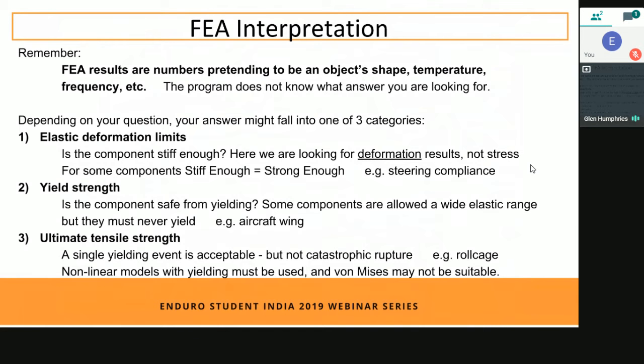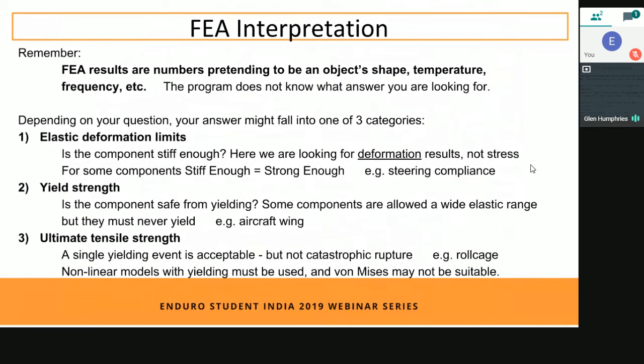So we need to know exactly what we're looking for, and the other things we need to keep in mind while doing so. Often, people simply will look for, say, von Mises stress, compare it to yield strength, and the object passes, tick, great, everyone's happy. But in a lot of cases, that's not really accurate. And the first example of that is when we're more concerned about elastic deformation limits. So that's basically asking, is the component stiff enough rather than is it strong enough? So we're looking for deformation results, and all your FEA packages will be able to output that.